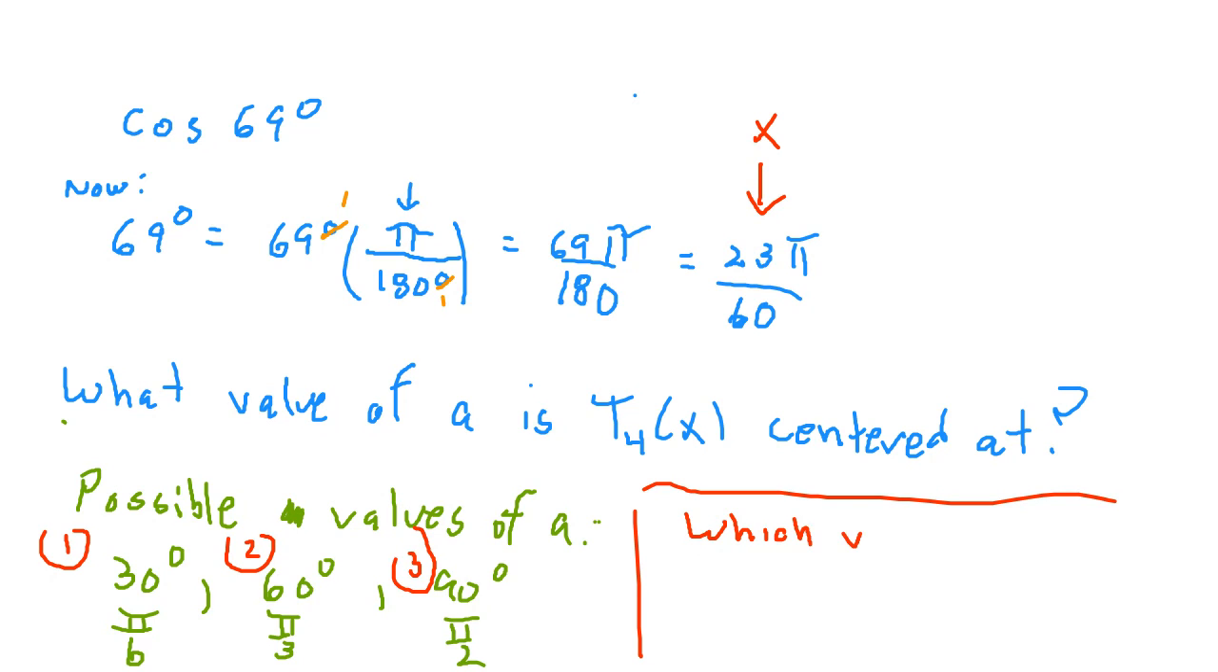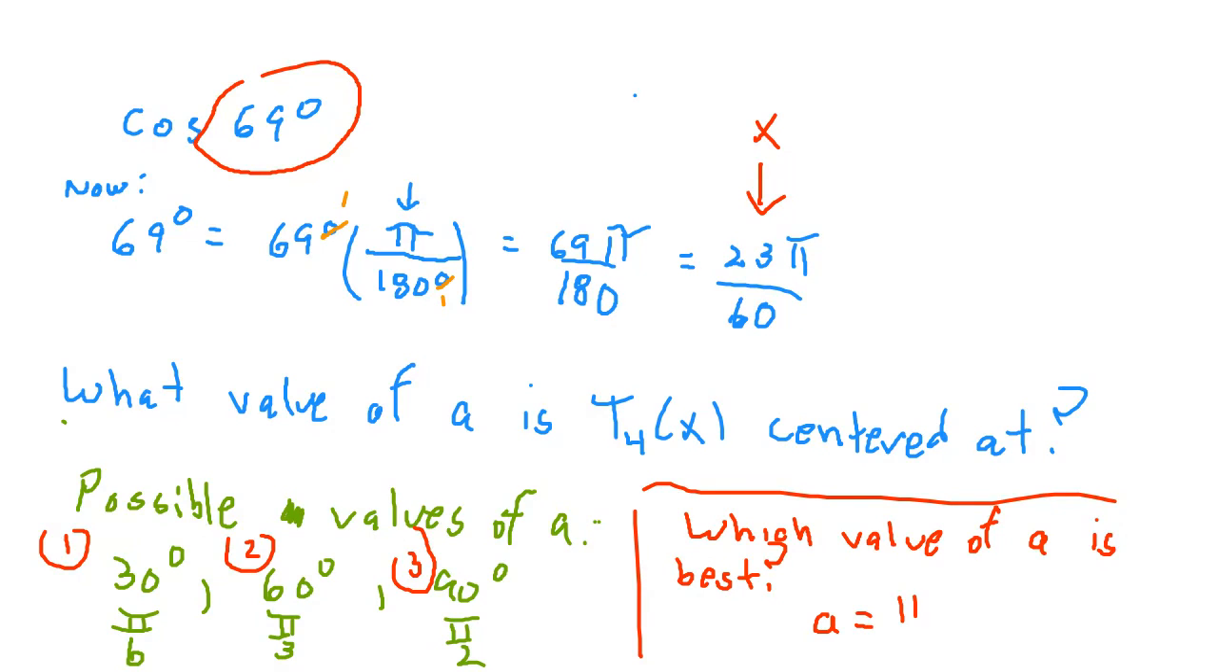Which value of A is best to use? Well, that's right, Yonatan. We would want the value of A closest to 69 degrees. And what value of A is that going to be? Pi over 3, because pi over 3 is 60 degrees.